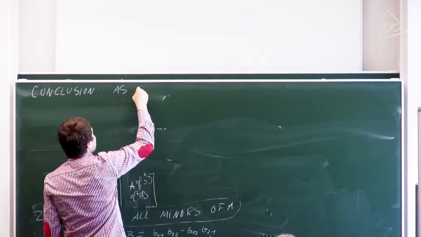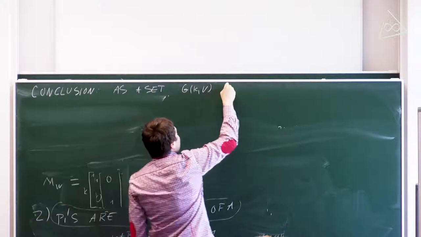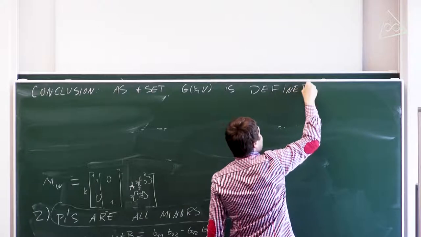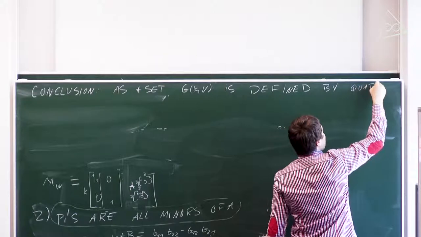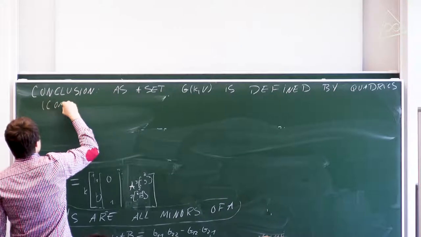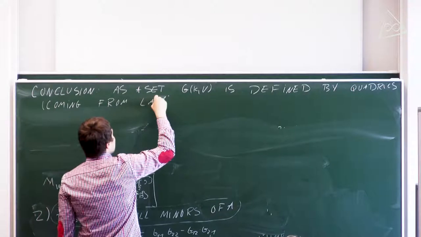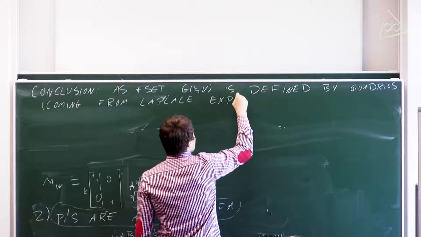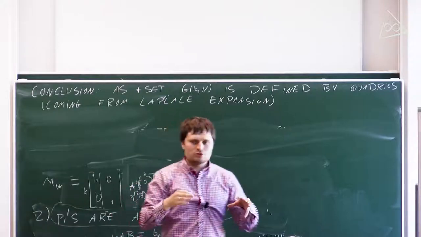As a set, GKW is defined by quadrics coming from Laplace expansion. Okay, so this shows that it's a closed set.